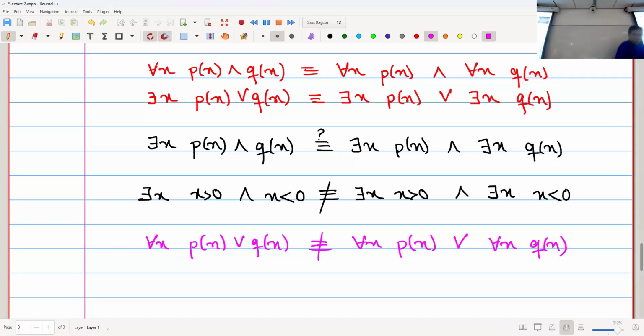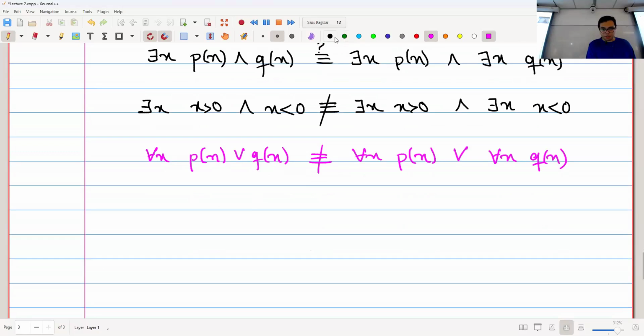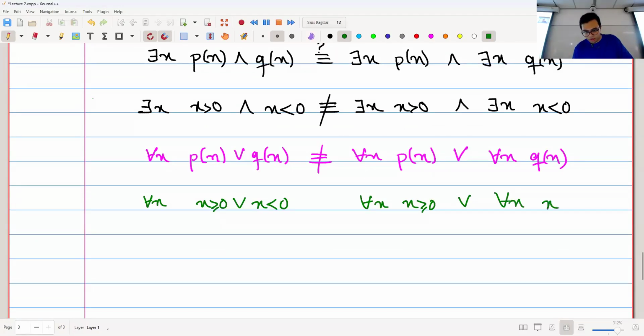So here's the thing. Again, I give the same example so that you see what happens. Let's say that our universe is the real numbers R. I can say for every x, x is greater than or equal to 0, or x is less than 0, right? But it's not the case that for all x, x is greater than or equal to 0, or for all x, x is less than 0. So they're not equivalent.